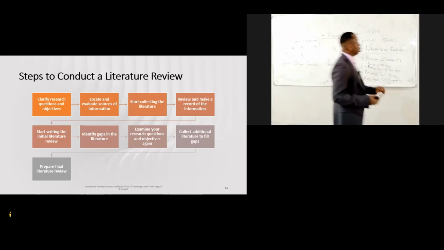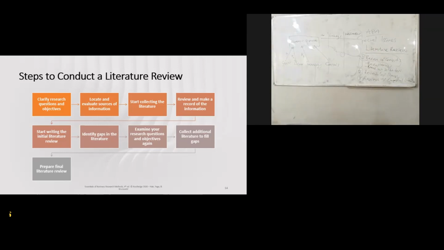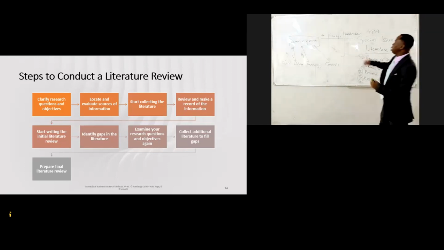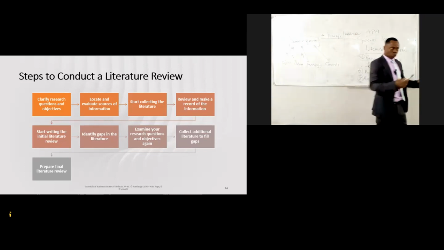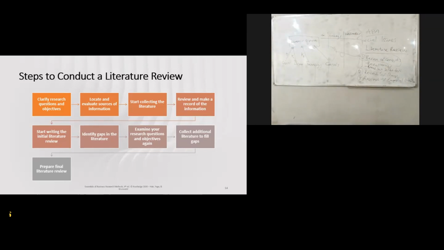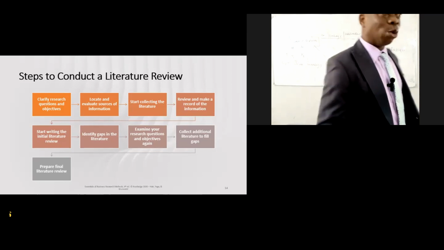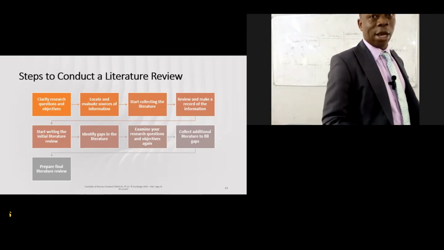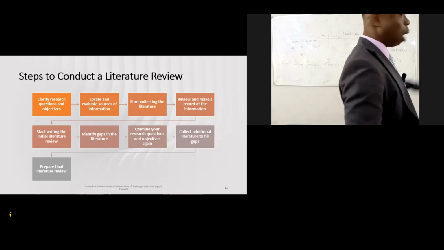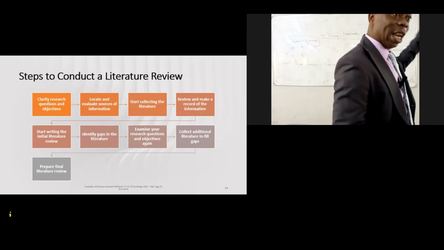Then identify the gaps in the literature. After you have started the initial literature review, you will begin to identify the gaps. Remember, I told you with the notes, the weaknesses side, the gaps will begin to show. Then examine your research questions and objectives again. It's always a reflective process. When you think that you are about finishing the literature review, go and read your research questions and objectives and see that what you have written is still in line.